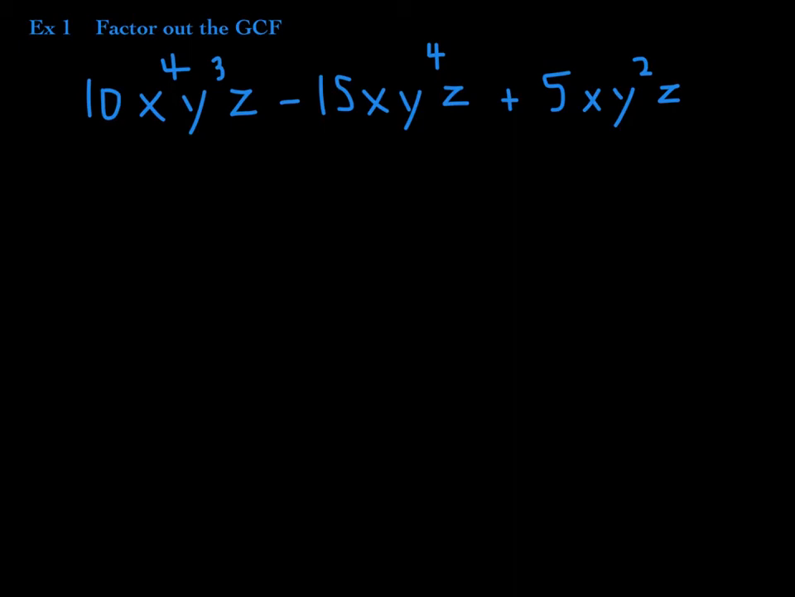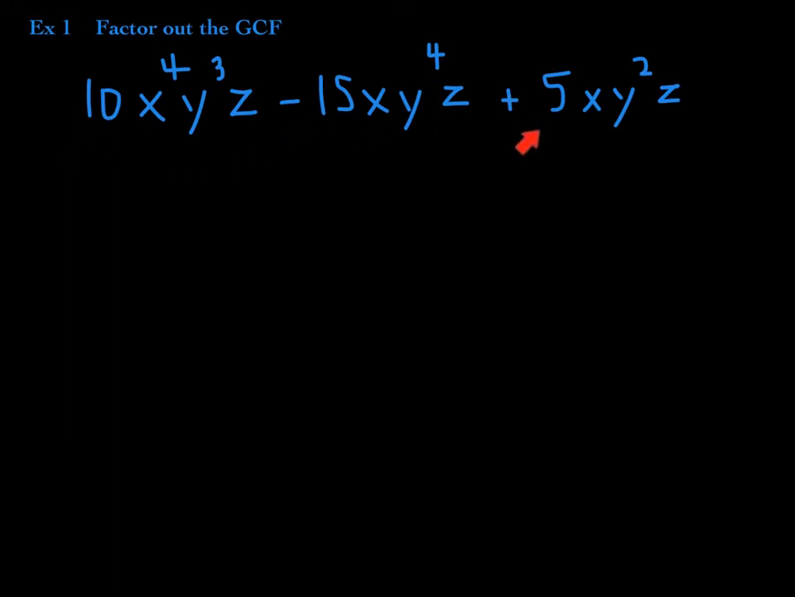Here's our first example. They want us to factor this trinomial. It's a trinomial because there's 1, 2, 3 terms. All right. So when we factor out the GCF, which stands for the greatest common factor, what we need to do is first look at the coefficients only. The coefficients are 10, negative 15, and positive 5. The greatest common factor with respect to the coefficients only is the greatest or largest number that is a common factor of 10, negative 15, and 5.